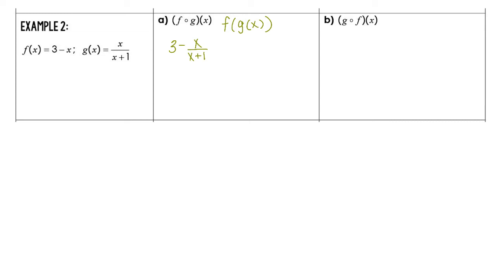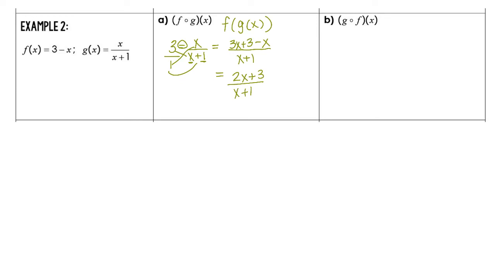Now, to work this out, remember we'll put 3 over 1, and just like what we did earlier, we'll multiply these denominators together, and that's just going to give me x plus 1. Then we cross multiplied here, and keep in mind you need to multiply to every part of that, so it's going to be 3x plus 3, and then we have minus 1 times x, or minus x. Now let's simplify that down. We're going to have 2x plus 3 over x plus 1.